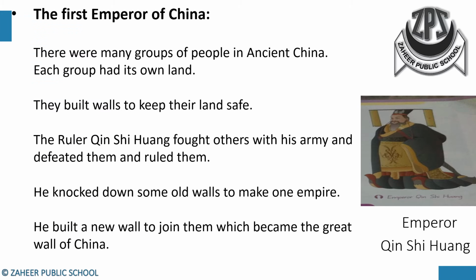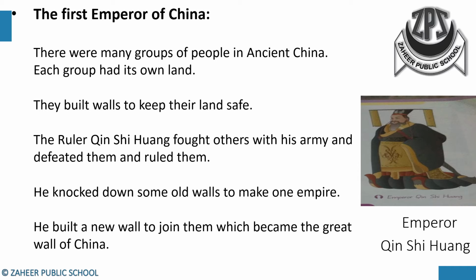The Emperor of China. There were many groups of people in ancient China, and each group had its own land and ruler. They built walls to keep their land and home safe from attack. One of their rulers was Qin Shi Huang. He fought all the others with his army and defeated them so he could rule over them. And he became the first emperor of China about 2200 years ago.